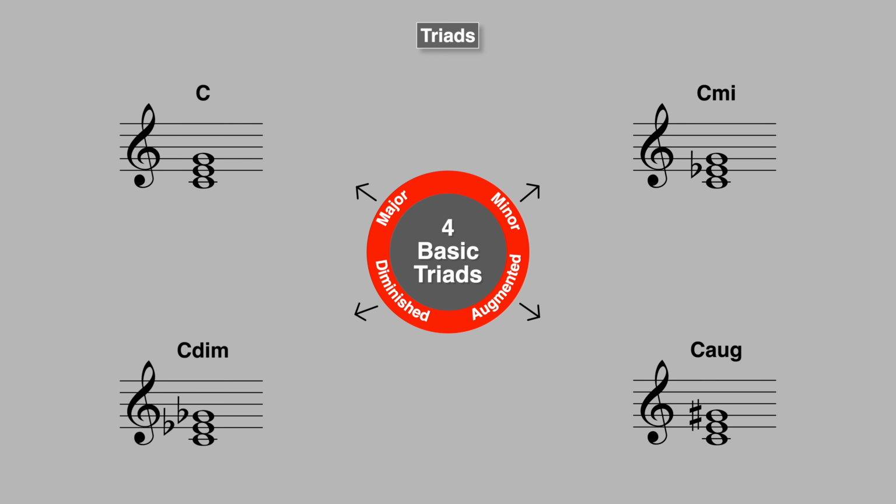For example, C. The third is placed a third interval above the root, and the fifth is placed a fifth interval above the root. There are different sizes of third and fifth intervals. These different sizes of intervals create different types or qualities of triads.